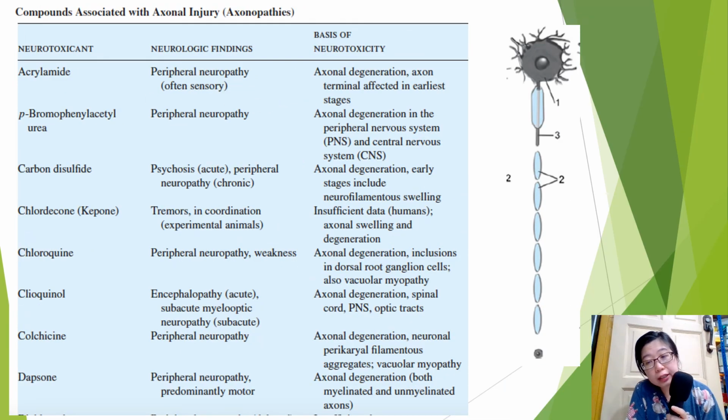So in the second scenario of axonopathy, again, these are just some of the examples. You can see neuropathy, so there's axonal degeneration, which can occur in the peripheral nervous system and also the central nervous system. So it's sort of losing the sensation in a way, right, because there's no transmission of impulse.